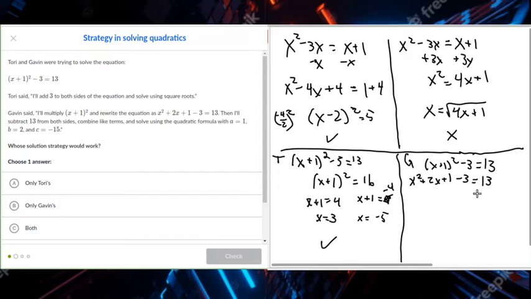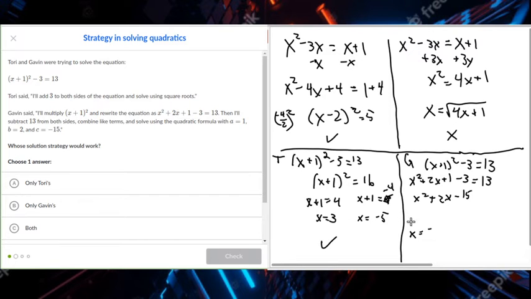And then I'll subtract 13 from both sides, combine like terms, and end up with x squared plus 2x minus 15, and solve using the quadratic formula. For the quadratic formula, x is equal to negative b plus or minus the square root of... I probably should have gotten a new piece of paper here. So we'll do this using the coefficients they've got here.